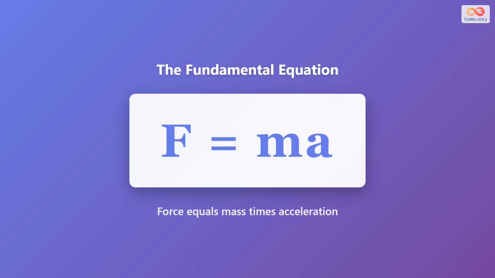Newton's second law is expressed by the simple yet powerful equation F equals ma, which reads as force equals mass times acceleration. This equation tells us that the net force acting on an object is equal to the product of its mass and its acceleration. Despite its simplicity, this equation is the key to understanding everything from how cars brake to how rockets launch into space.